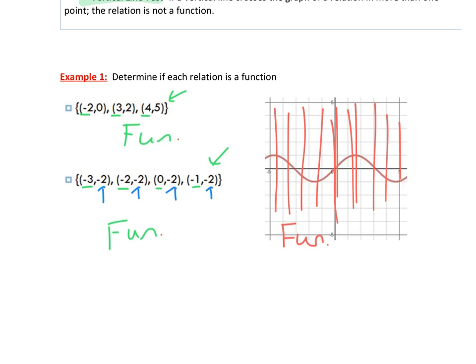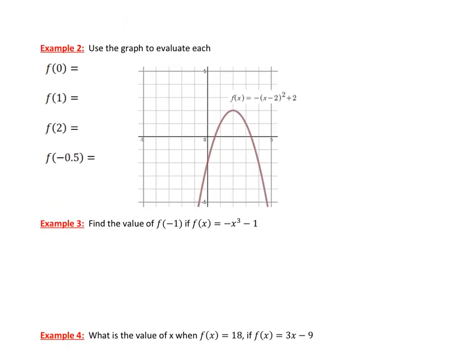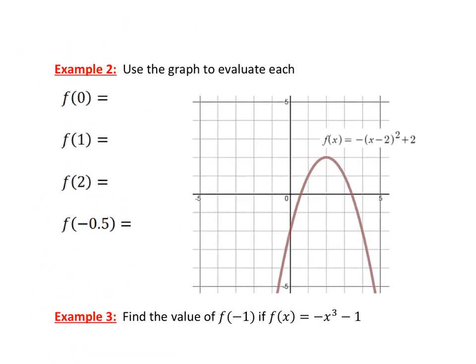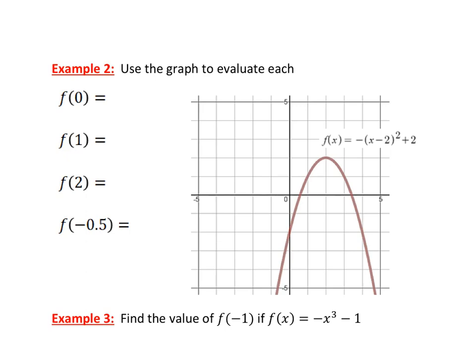That was it for example 1. Example 2 is using the graph to evaluate the function. So f of 0 means that x value is 0. The number inside the parentheses is an x value. So if you're given the x value, respond with the y value. So here's the x value of 0. I'm going to go down to the graph. That y value right there is -2.